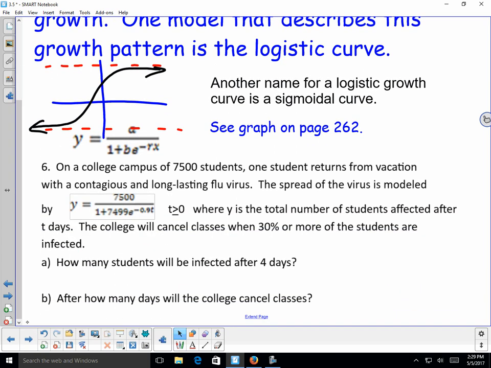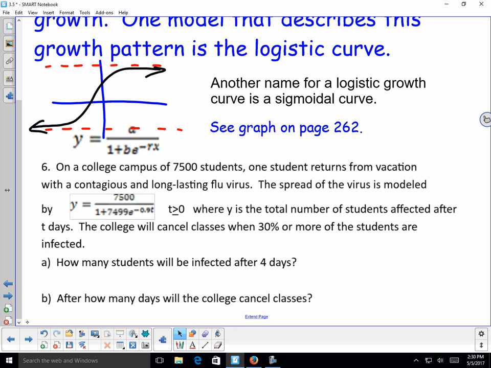On a college campus of 7,500 students, one student returns from vacation with a contagious and long-lasting flu virus. The spread of the virus is modeled by that logistic model, where t is greater than or equal to 0, and y is the total number of students affected after t days. The college will cancel classes when 30% or more of the students are infected. How can we find out how many students will be infected after 4 days?